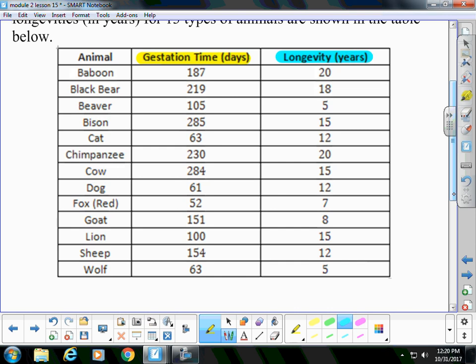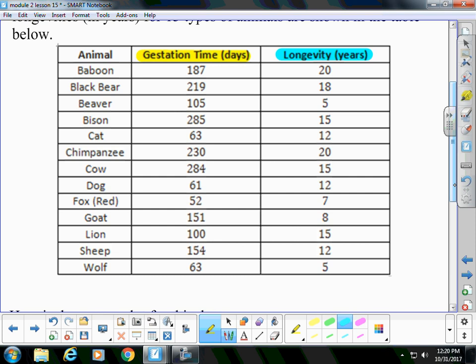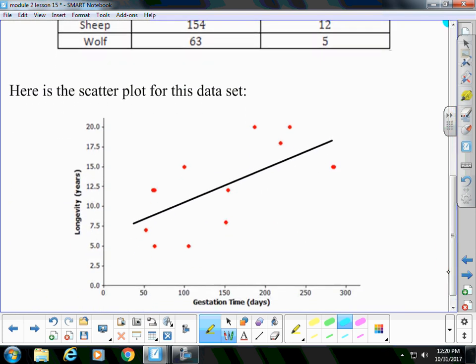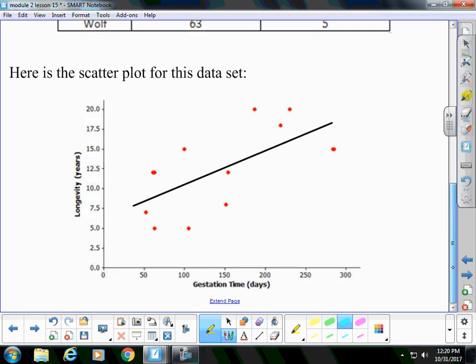I got the baboon, the black bear, the beaver, the bison, the cat, the chimpanzee, the cow, the dog, the red fox, the goat, the lion, the sheep, and the wolf. So we're going to compare how long it took before they were born, based on how long they were here on Earth. And these are just averages. Here's the scatter plot for that data, along with the best fit line. You'll notice it's scattered, but it has kind of a positive trend.